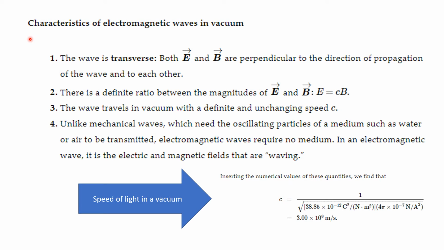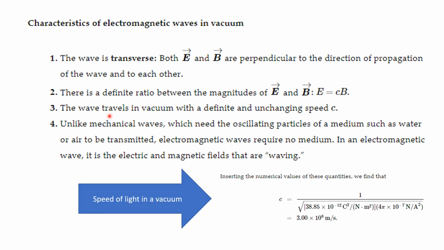So what are the characteristics of such a wave? Well, this wave is transverse. That is different than the longitudinal sound waves. But remember that even the longitudinal sound waves, if you're measuring some related thing caused by the sound, such as pressure, that wave can be transverse. There's a definite ratio between the magnitudes of the electric field and the magnetic field. Notice these are vectors, and that ratio is a constant c.